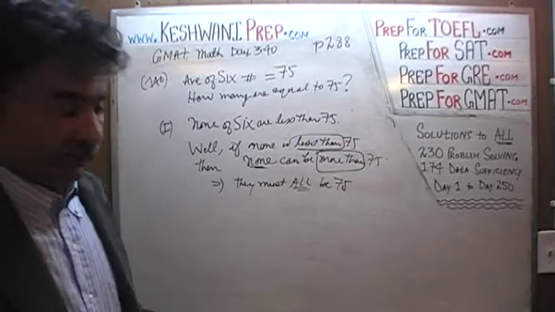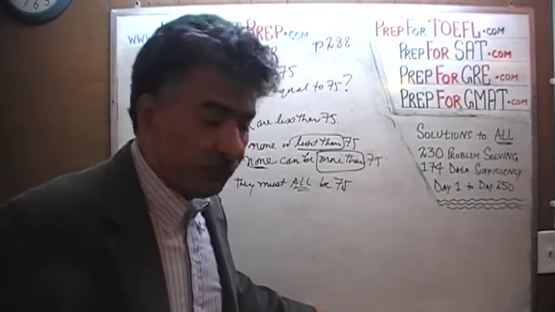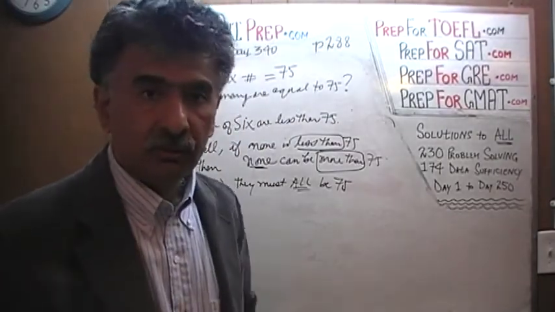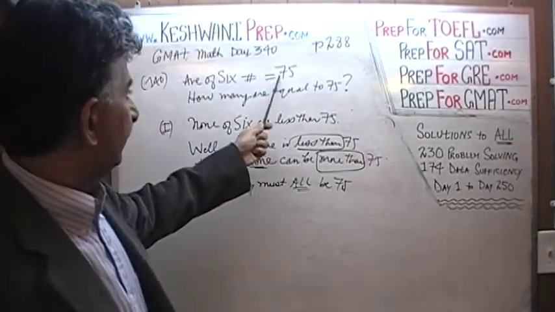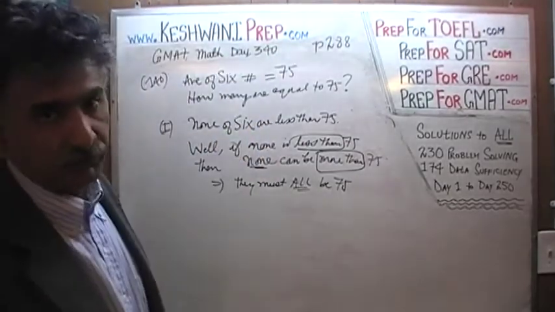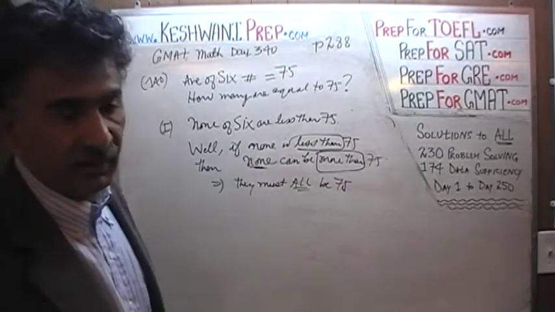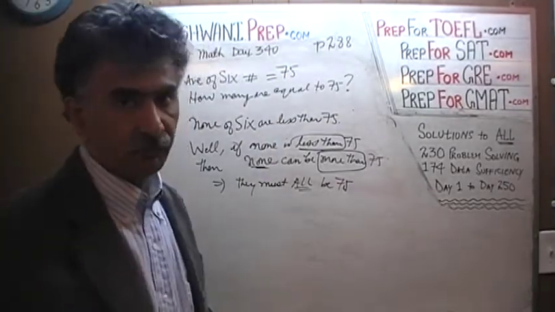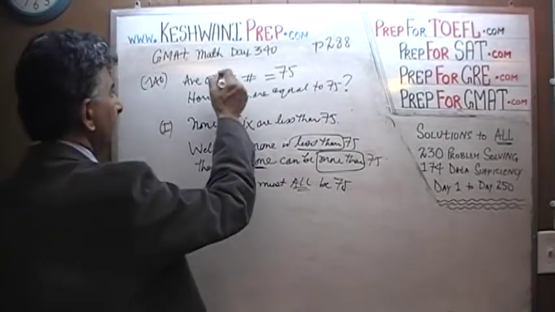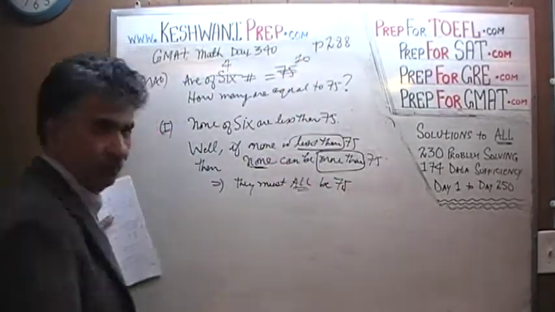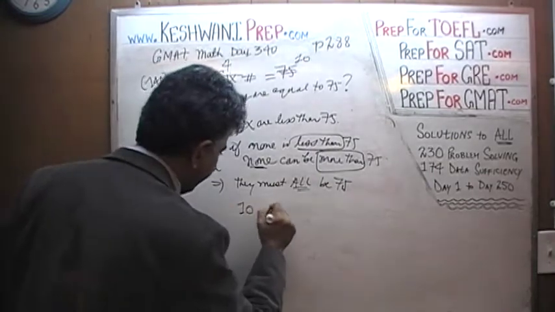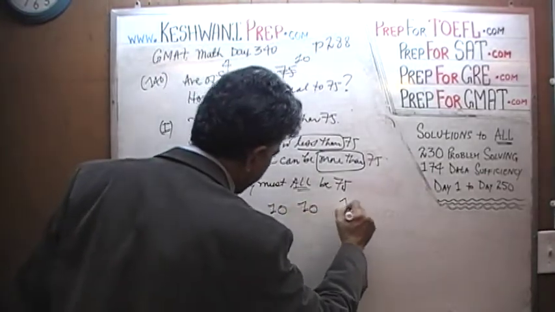And if you like, you can make up a simple example to convince yourself. Very simple example. Instead of six numbers, let's say only four numbers. And instead of the average being 75, let's pretend that the average is 10. So I have four numbers, and their average is 10. And the four numbers are like this, you see? 10, 10, 10, and 10.